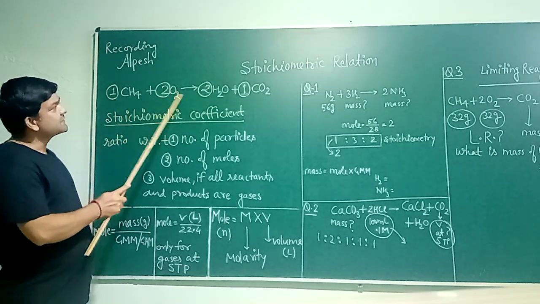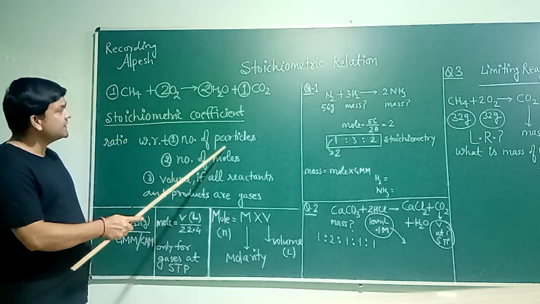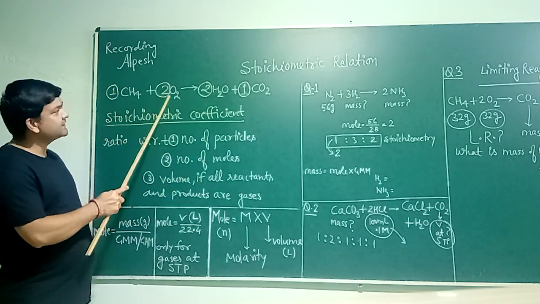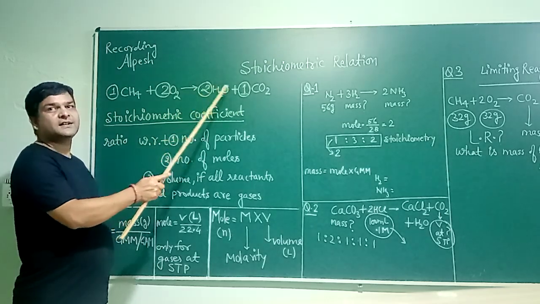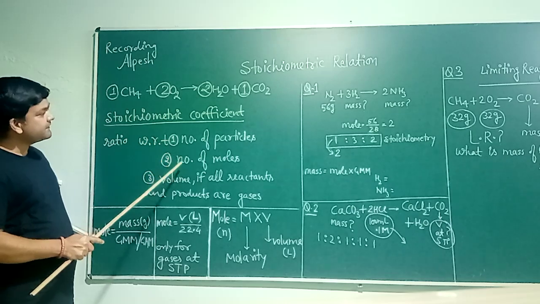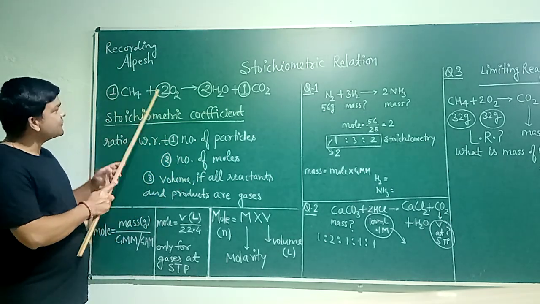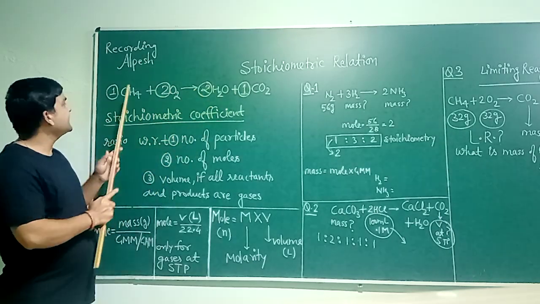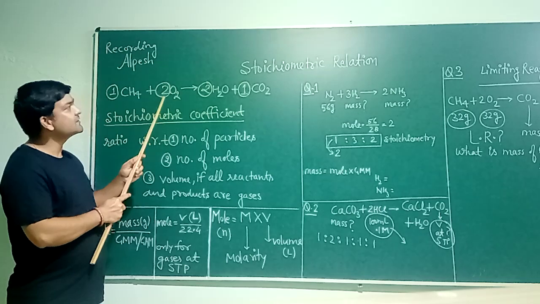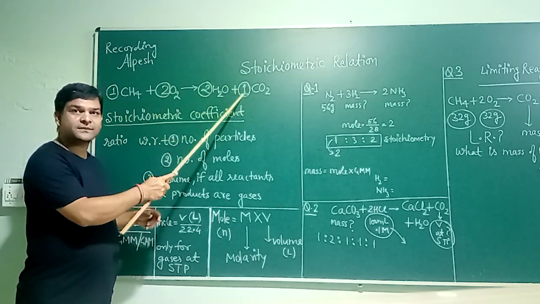Remember, these ratios are always the ratio with respect to number of particles. You can read here, one particle reacts with two particles to form two particles and one particle of carbon dioxide. This ratio may be with respect to number of moles also. So in place of number of particles, you can read this as 1 mole of methane reacts with 2 moles of oxygen, 2 moles of water and 1 mole of carbon dioxide will form.